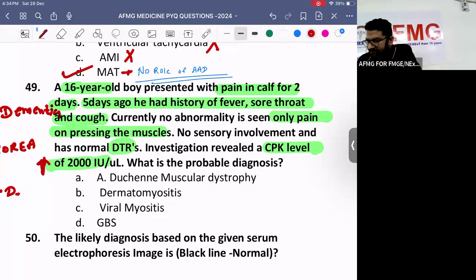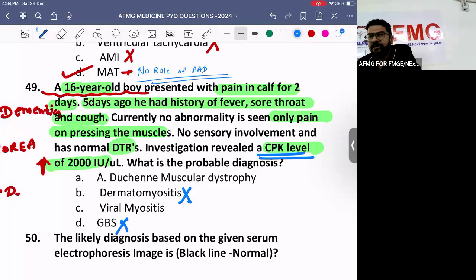Okay, now see. Let's see. Dermatomyositis will have some skin involvement and it's a disease of young female. यहाँ क्या दिया हुआ है? A teenager boy. तो डर्मेटोमायोसाइटिस कोई स्किन इन्वॉल्वमेंट नहीं है, रूल्ड आउट. गिलियन बारे सिंड्रोम में मसल में प्रॉब्लम नहीं होगी. गिलियन बारे सिंड्रोम इज न्यूरोपैथी. So CPK will be normal in GBS.